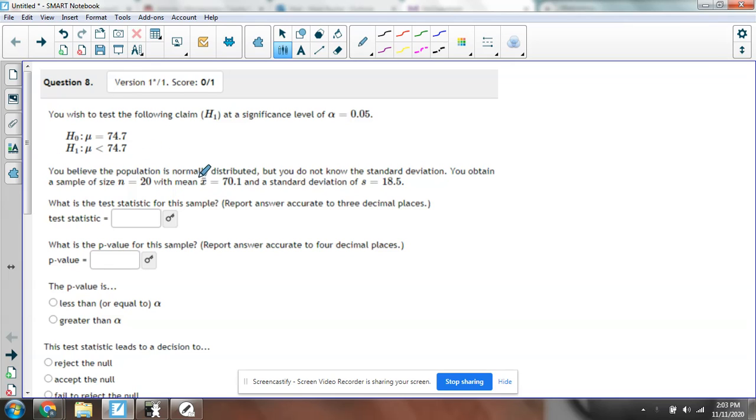So you believe the population is normally distributed, but you do not know the standard deviation. Sigma unknown. So you obtain a sample size of 20, x bar is 70.1, the sample standard deviation is 18.5. What is the test statistic for the sample?